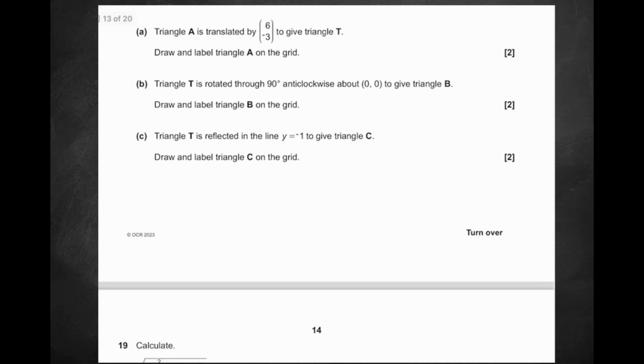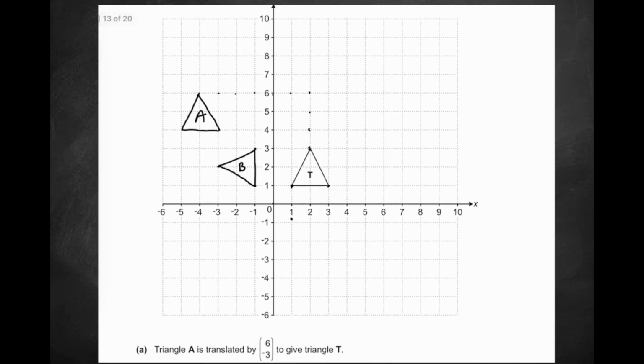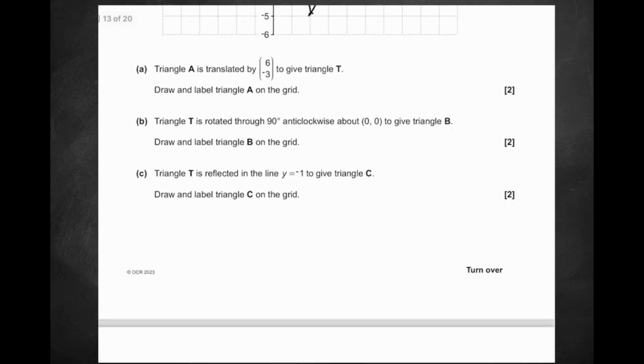Part C. Triangle T is reflected in the line y equals minus 1 to give triangle C. Draw and label triangle C on the grid. So y equals minus 1 is just this line here. So it is mirrored. So it's going to be 2 squares down, 1, 2, and just here, and just here. It's a very poorly drawn triangle, but you get the idea. And that should be that.